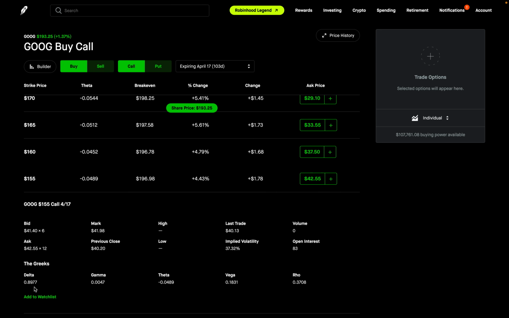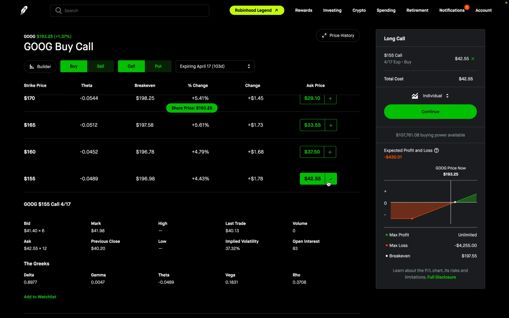So this has a delta of basically 0.9 here. So again, if I buy this call and Google goes up by $1, the value of this option should go up by about $90, right? Close to what you would get if you purchased 100 shares. So that's the first step.